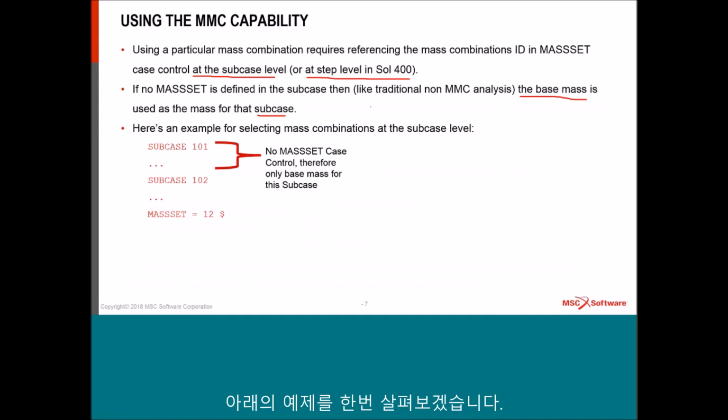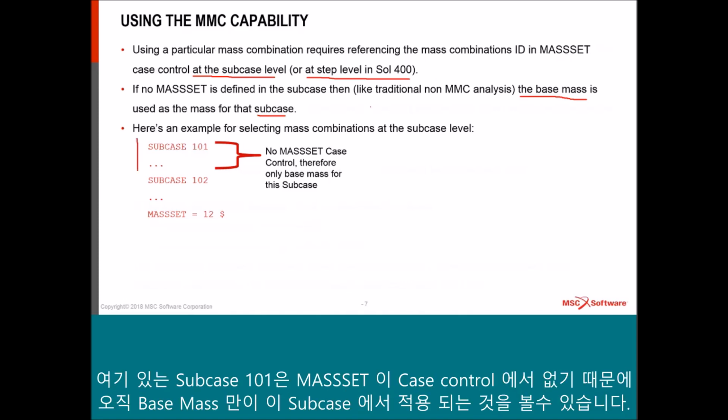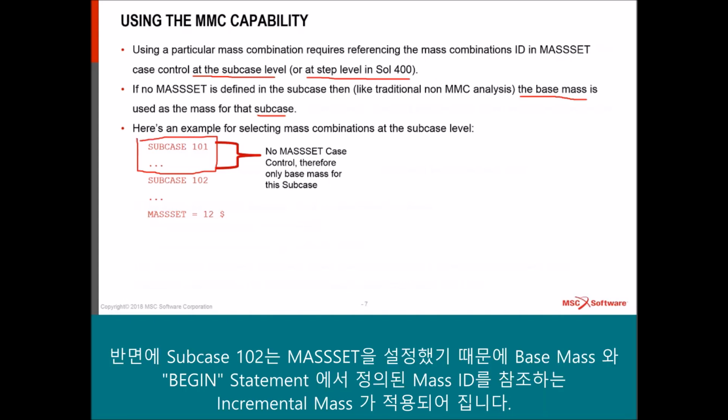So here's an example of that. Subcase 101 here, as you can see, does not have a mass set called out. Hence, since there is no MASSSET case control here, only the base mass will be considered for this subcase. Subcase 102, on the other hand, does have a mass set called out, and that will be using the base mass and any incremental masses that I'm going to be defining using the bulk data and also the BEGIN MASS ID.